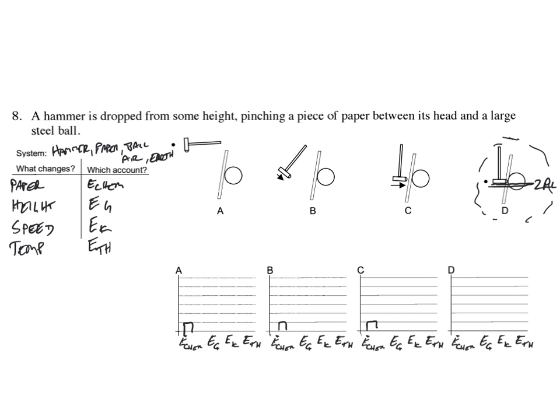We're also going to have gravitational energy, and the height of the hammer is changing, so I'm going to work backwards here. At D, you're at the lowest point, so there's no gravitational energy. At C, you're a little bit higher than that, so I'm going to put one block at C. B, you're a little bit higher than that, so I'm going to put two blocks at B. And at A, I'm a little bit higher than that, so I'm going to put 3 blocks at A. Okay.